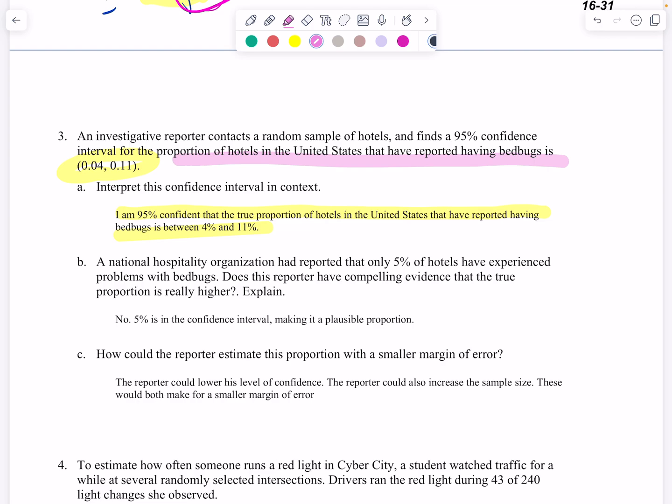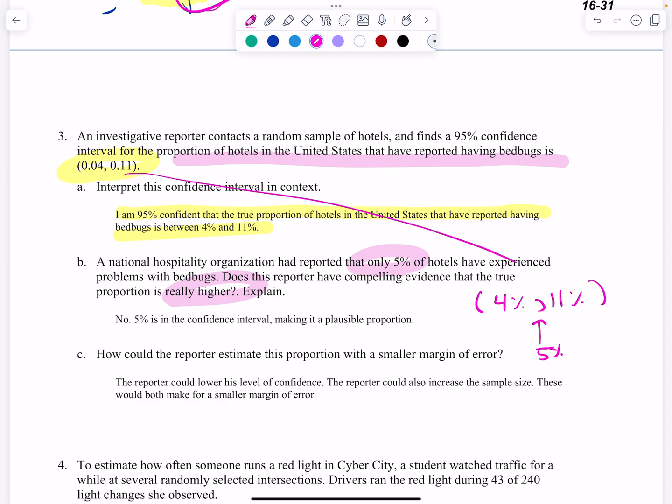This one says a hospitality organization had reported that only 5% of hotels have experienced problems with bed bugs. Does this mean they have compelling evidence that the true proportion is really higher? Well, no, I don't, because I have 4% to 11%, right? That's what I got in here from that. And 5% is right in here. So what I'm saying is it's really likely to have 5%.